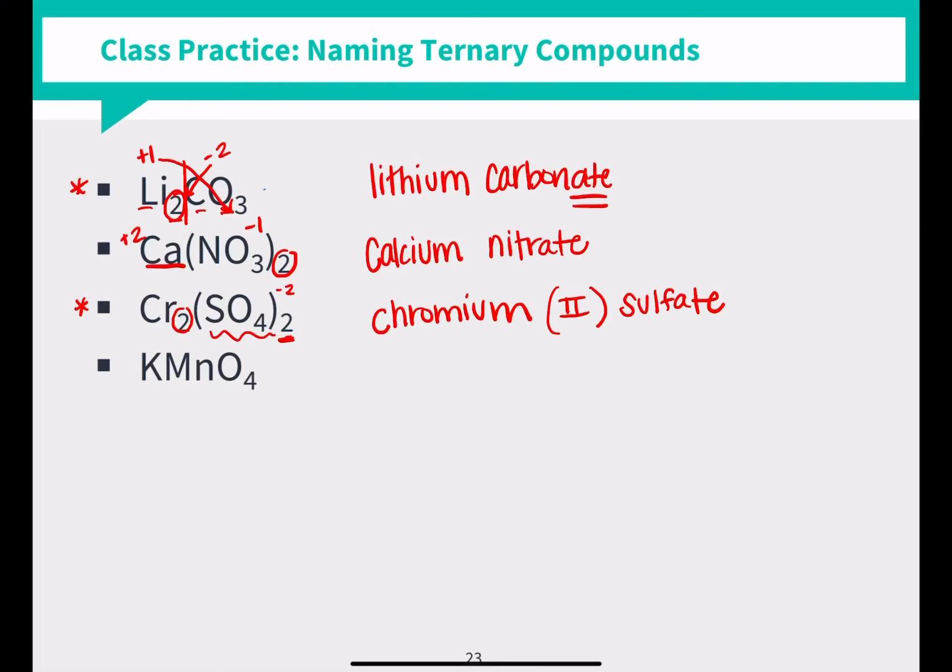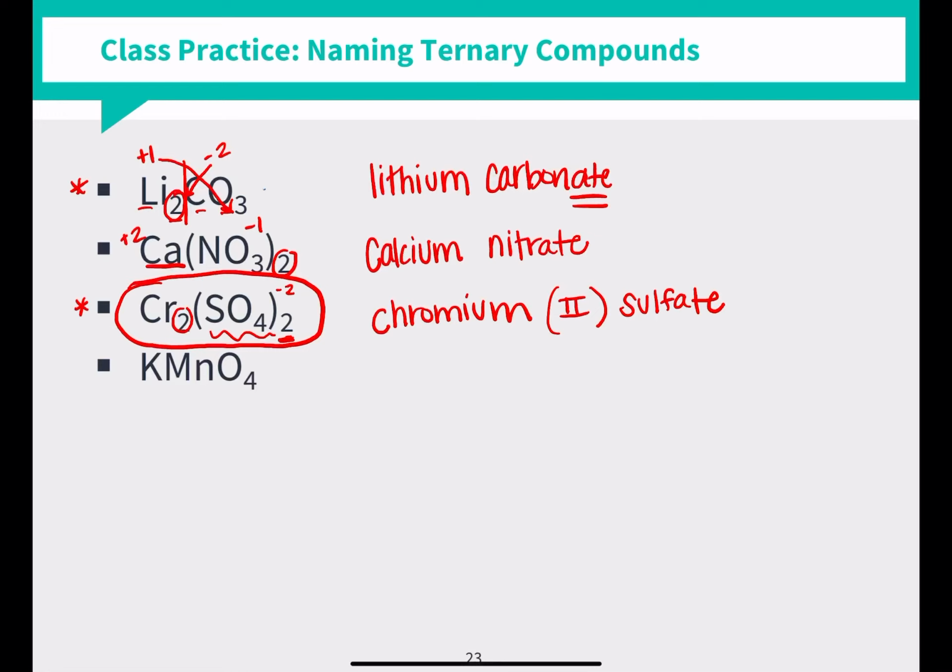This here is a molecular formula. It hasn't been simplified to an empirical formula. You notice, because otherwise it would be CrSO4, and you would simplify those twos out. But either way, whether it's written as empirical or molecular, you would still name it the same because the charge is going to be the same: chromium(II) sulfate.